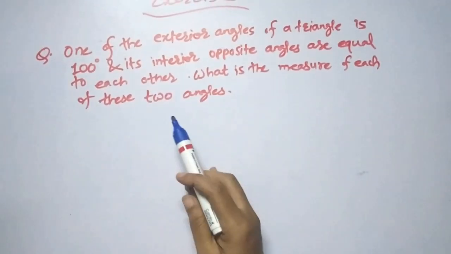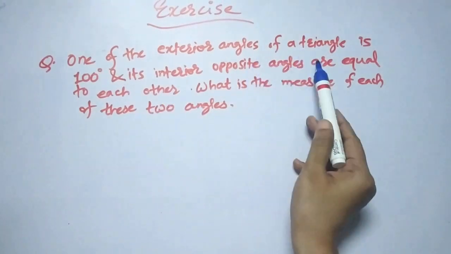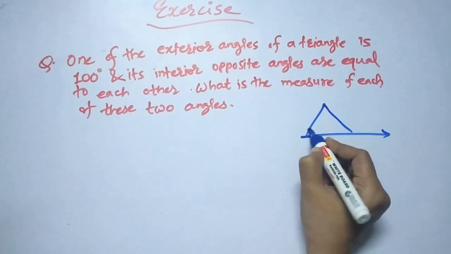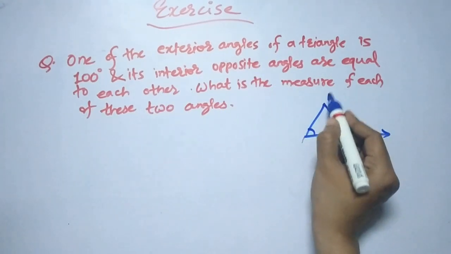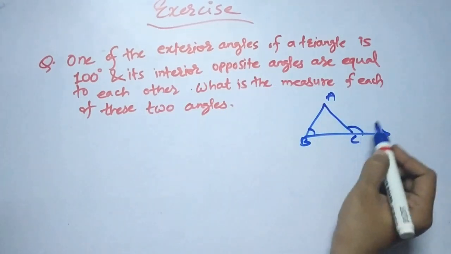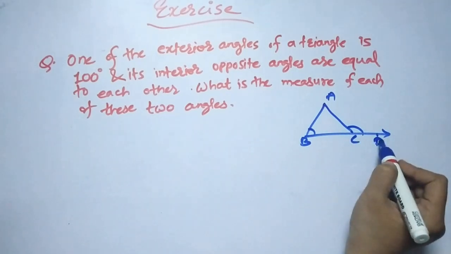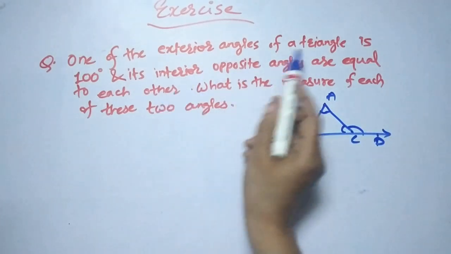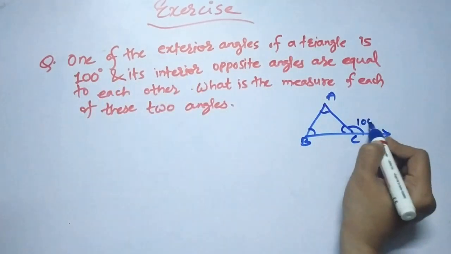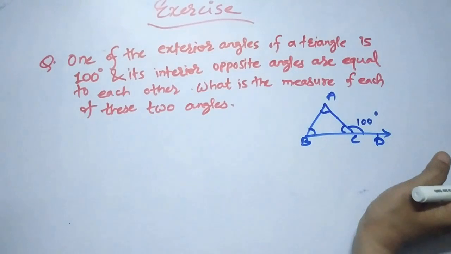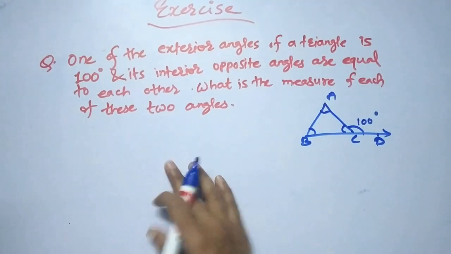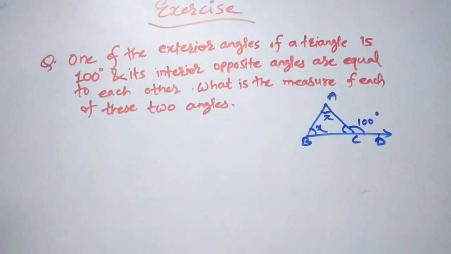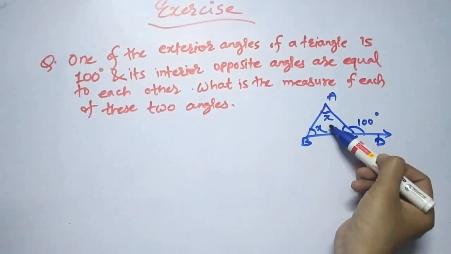So friends, now the next question is, one of the exterior angles of a triangle is 100 degrees. Suppose, for example, I'll draw this triangle here. Suppose this is triangle ABC. And here is point D on this ray BC, and these are the two interior angles, friends. Suppose the exterior angle measures 100 degrees and its opposite interior angles are equal. Suppose this is X and X, they are equal. So we need to find them.